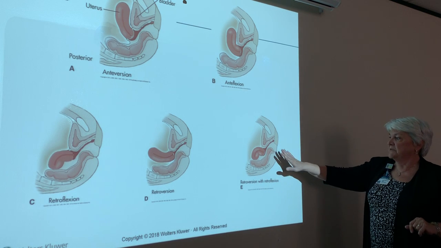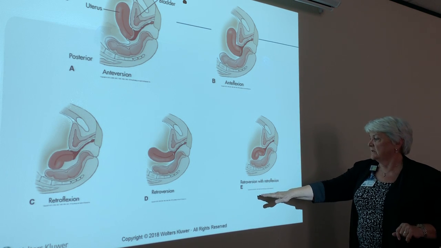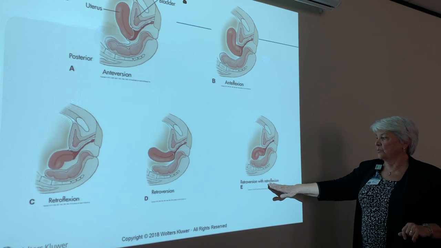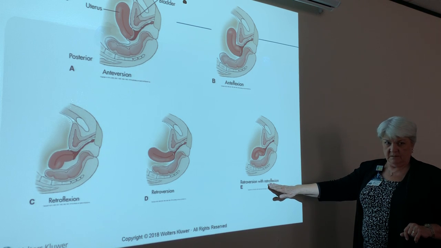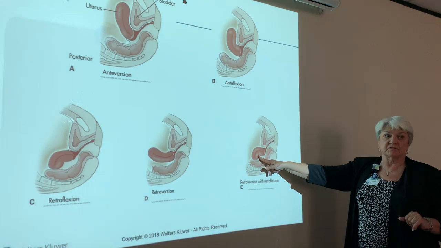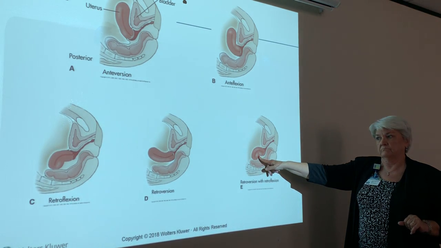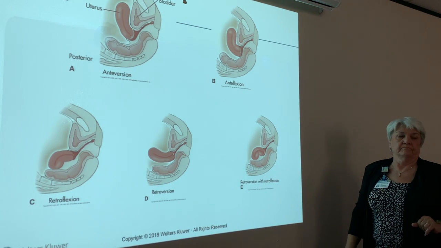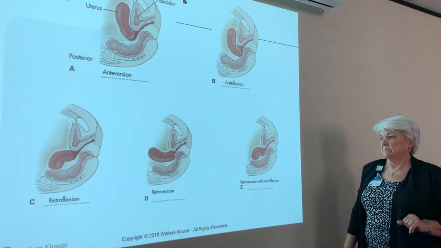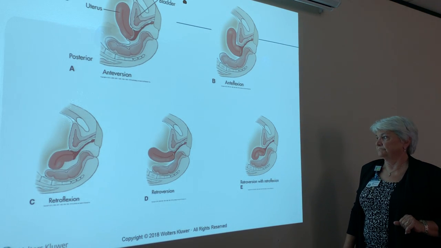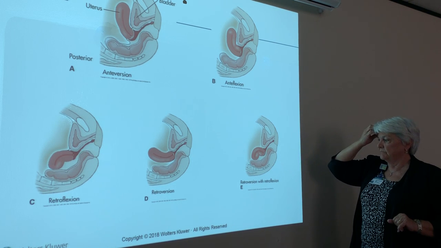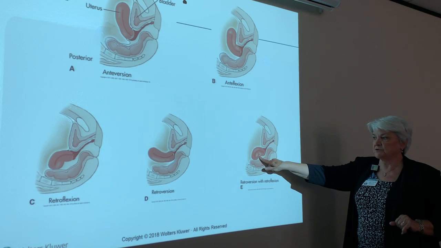So these are what they are. Here's one that mixes retroversion and retroflexion. The flexion means a flexion at the cervix. And those are what you're going to see. C and E look similar, but it's a little different because they close more, right? There's more of a curvature there. Because this is what you're going to see.